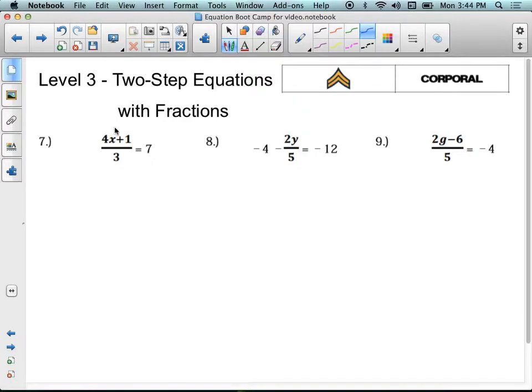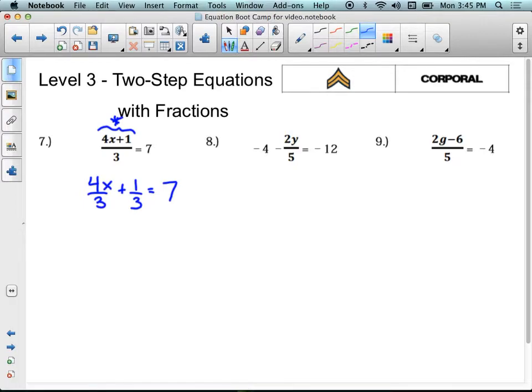I see this expression 4x plus 1 all over 3. What I'm going to encourage you to do is take your 4x, put it over 3, and then rewrite your plus 1 over 3 equals 7. So by doing this, you've taken this large fraction and broken it into two smaller fractions. 4x plus 1 all over 3 means 4x divided by 3 and 1 divided by 3. So that's what we've got in our second equation.